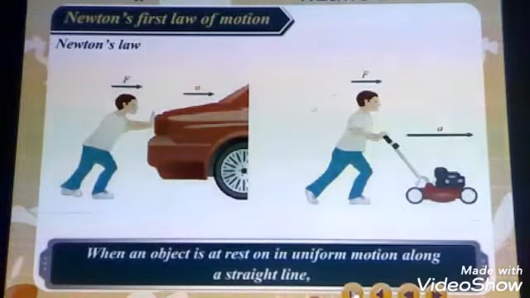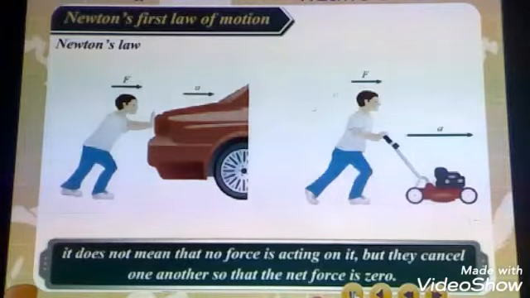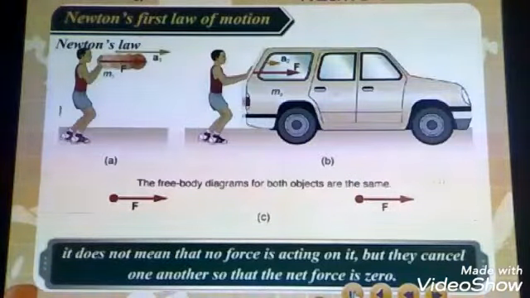Explanation. When an object is at rest or in uniform motion along a straight line, it does not mean that no force is acting on it. They can cancel one another so that the net force is zero. मतलब यहाँ पर क्या बोला है? Actually in this case, when we talk about unbalanced force, it is a case of pairs of two forces.